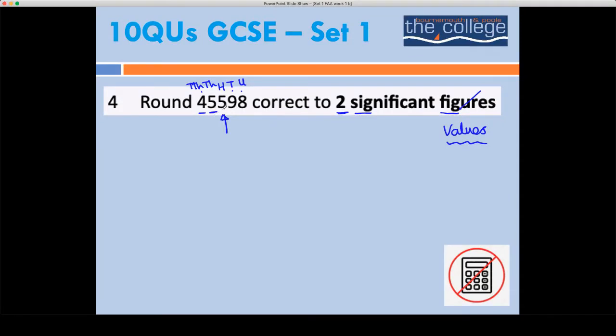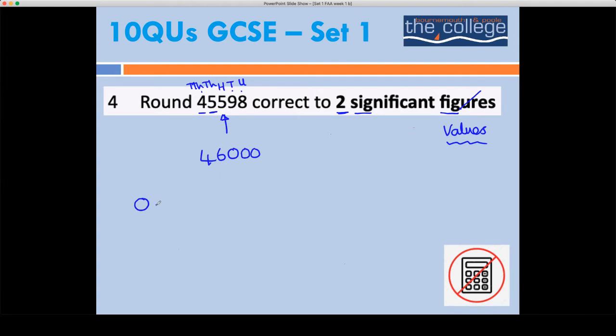0, 1, 2, 3, 4 would round down and keep this at a 45. So here it rounds up. So we change the 5 to a 6. We have to put the 3 zeros on the end. Otherwise, we would just have £46. We want £46,000. Okay, so significant values just means the highest value heading.